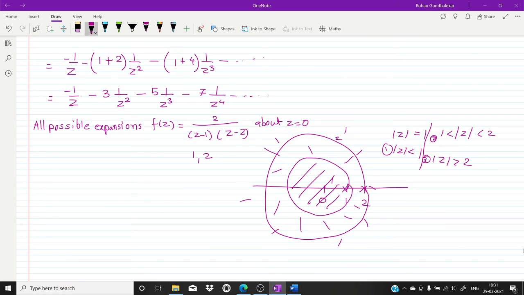One more point. Inside mod z less than 1, your function is analytic. So whatever you get in the expansion, you will get only positive powers, that is Taylor's expansion. In the second region, a few terms with negative as well as positive powers. And for the outside region, only terms with negative powers.